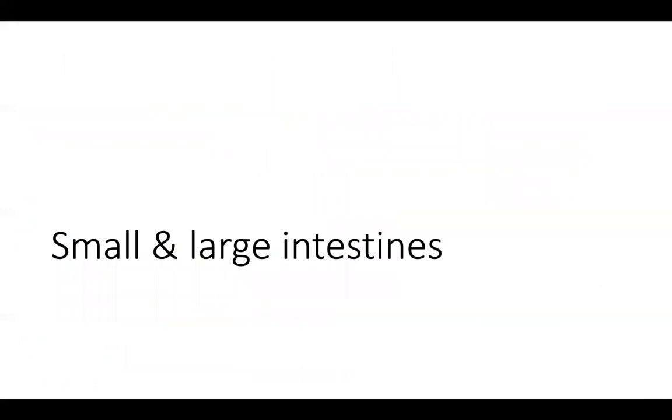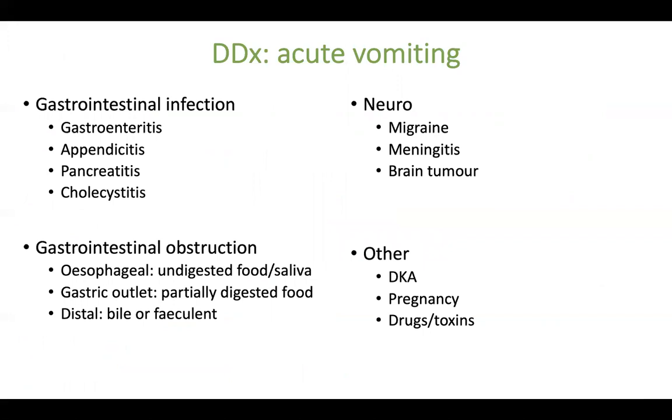So acute vomiting. These are the sort of things I think about. There are heaps of different causes, but these are the main ones, the common ones, as well as the things you don't want to miss. First of all, I think about your gastrointestinal stuff, so infection and obstruction. And I think about non-gastro stuff, so neuro, and then other stuff you can't miss.